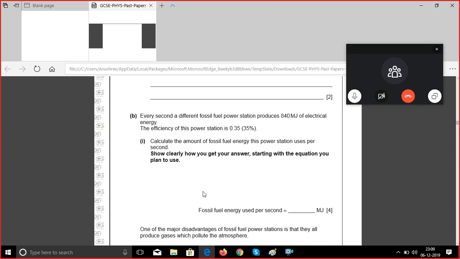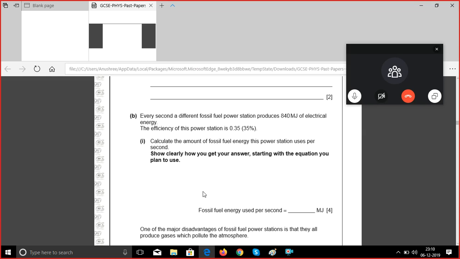Every second, a different fossil fuel power station produces 840 megajoules of electrical energy. The efficiency of this power station is 0.35 or 35%. Calculate the amount of fossil fuel energy this power station uses per second.